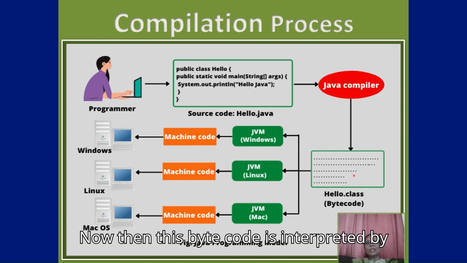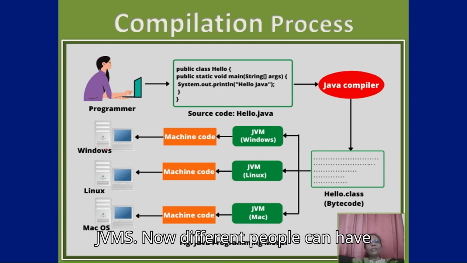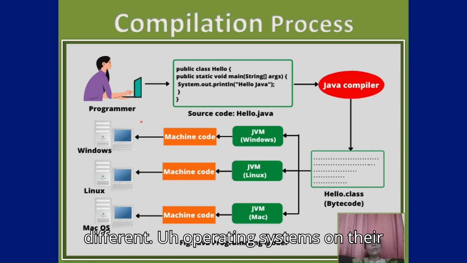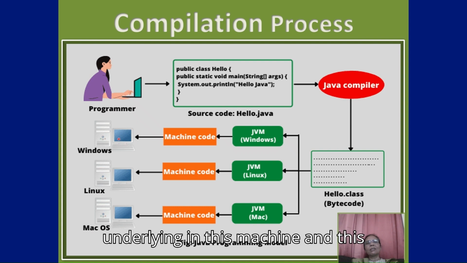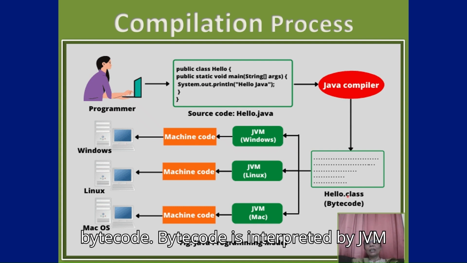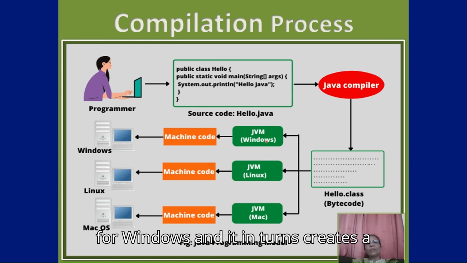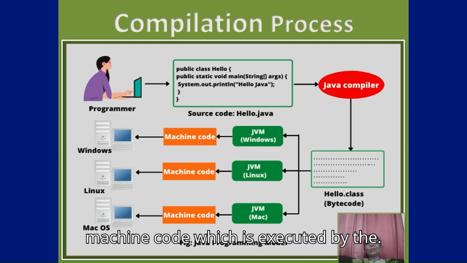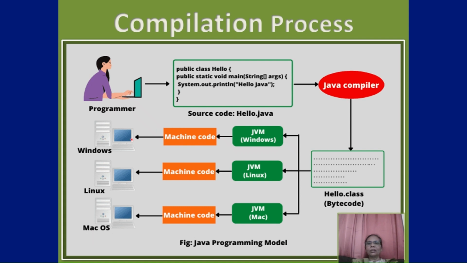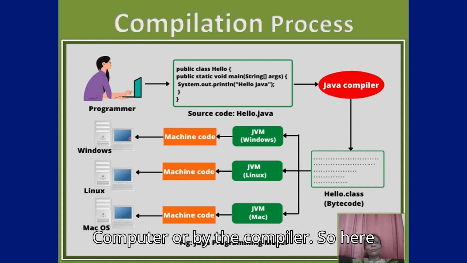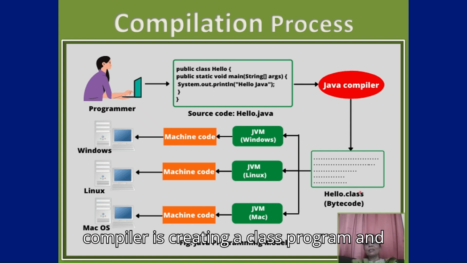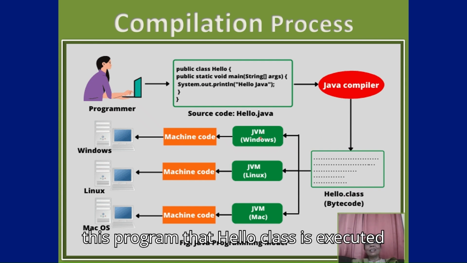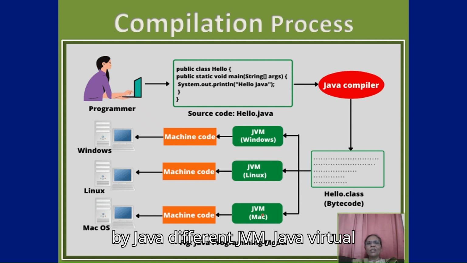Then this bytecode is interpreted by JVMs. Different people can have different operating systems on their machines. If the Windows operating system is there, it is underlying in this machine, and this bytecode is interpreted by the JVM for Windows, and in turn it creates machine code which is executed by the computer. Here the javac compiler is creating a .class program, and this hello.class is executed by the different JVMs, Java Virtual Machines.